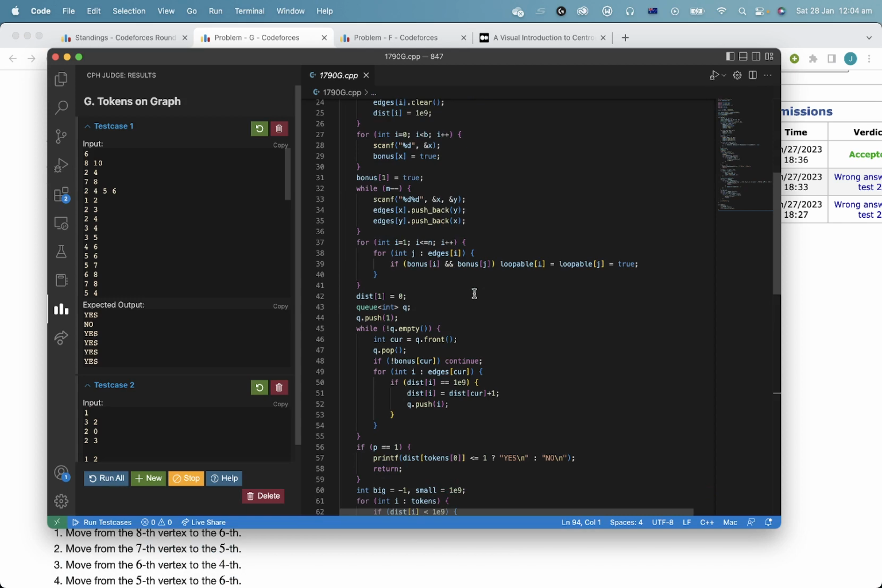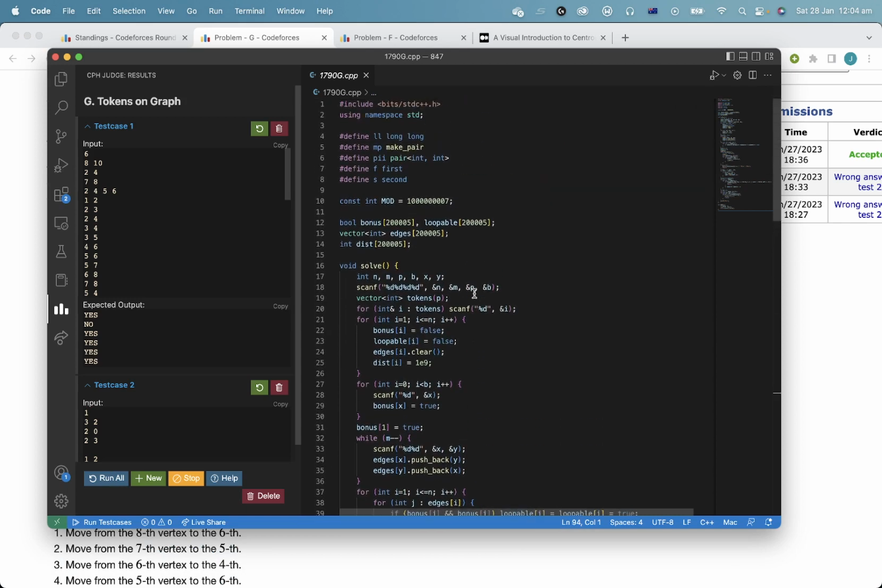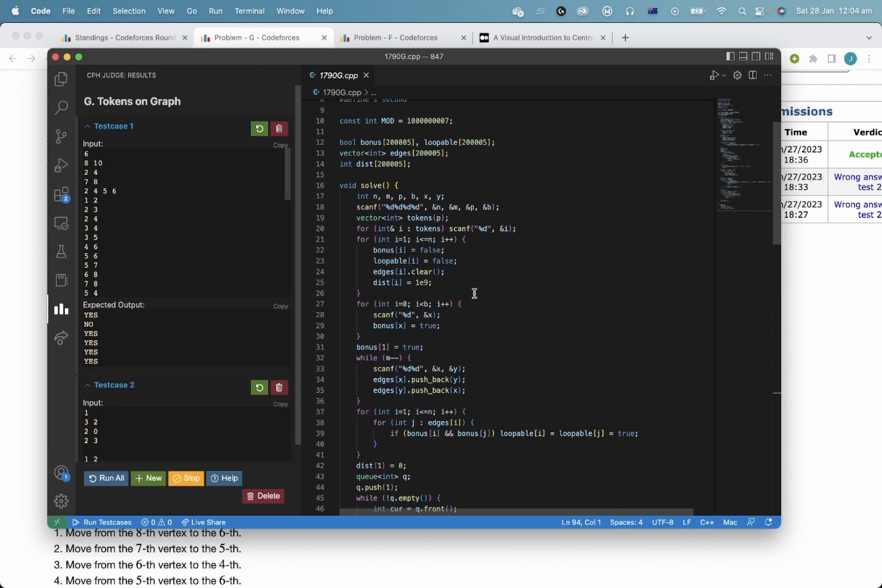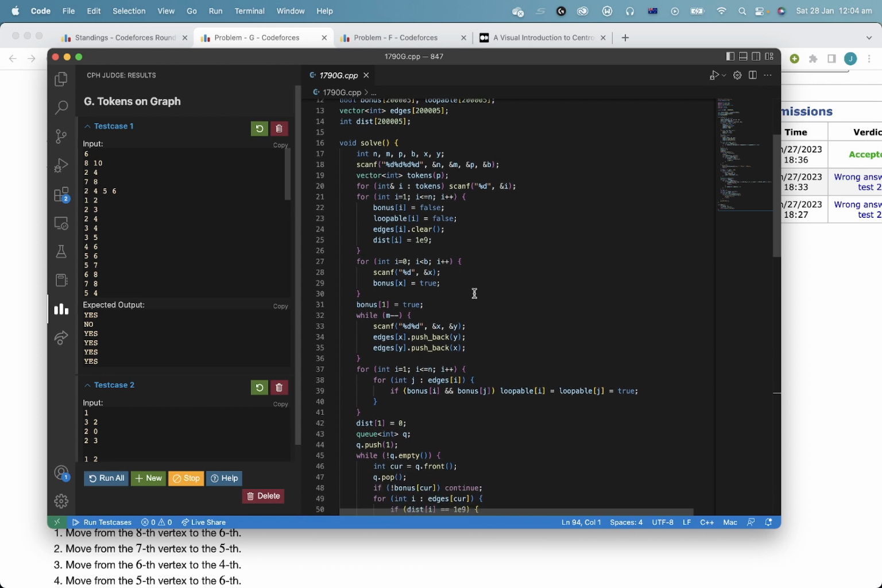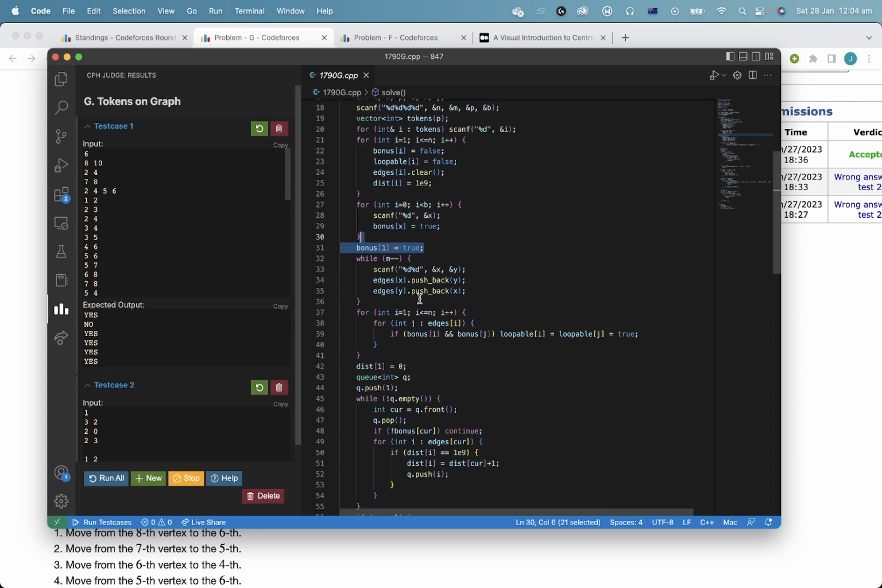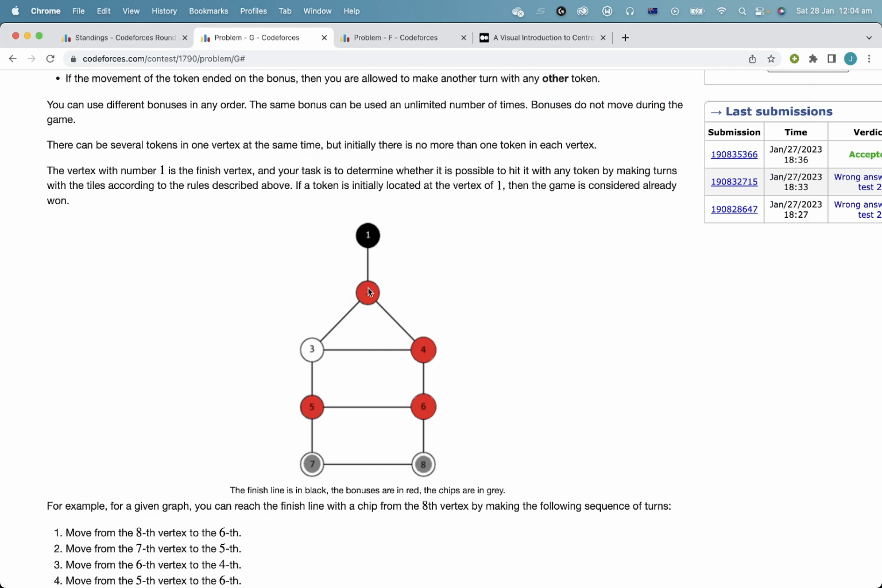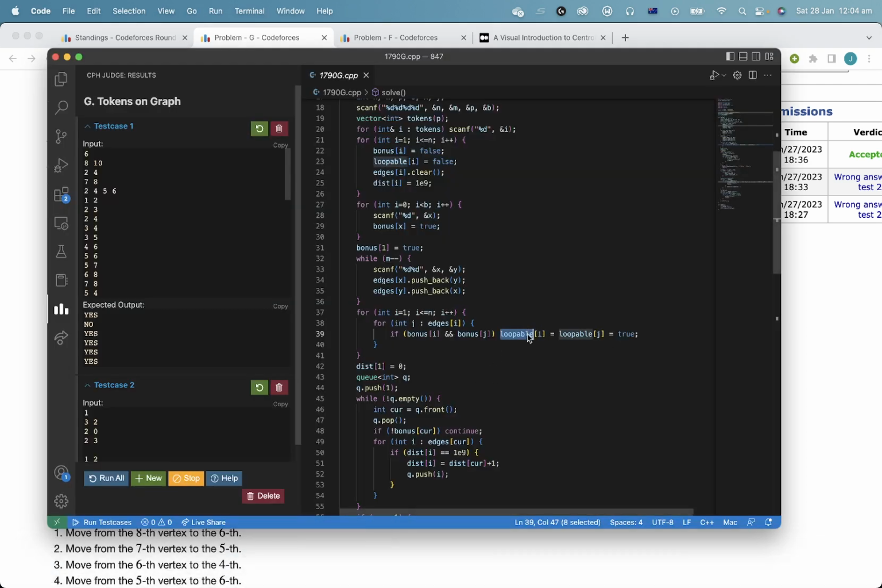And here's basically my code. This is what my code does. First of all, I read in all the input and I mark node 1 as a bonus tile. Then, loopable. Loopable means whether a vertex is a bonus one and it has a neighboring vertex which is also a bonus one. For example, node 5 would be loopable because if a token was at node 5, it would be able to oscillate between 5 and 6 indefinitely. That's what I mean by loopable.